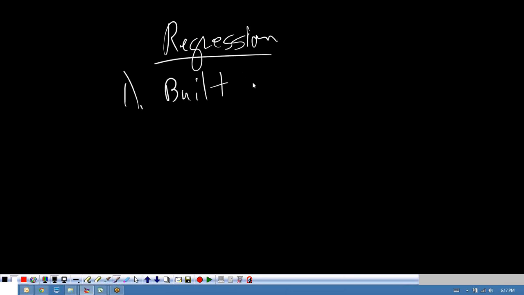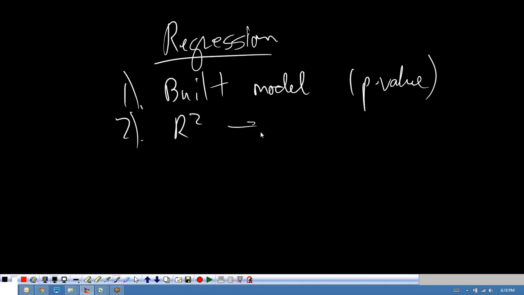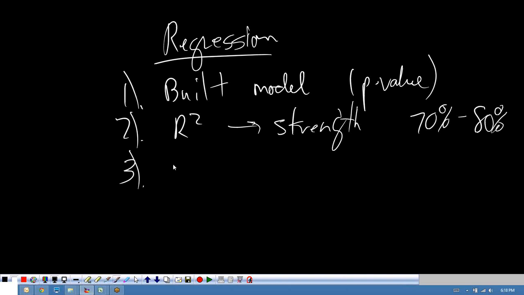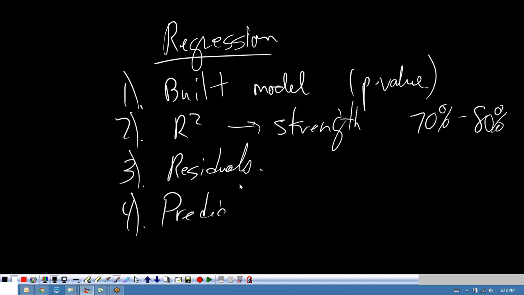What we did was we looked at regression analysis, and in that regression, we did 4 things. One was we built the model, and that was the p-value. Second, we looked at the R-squared, which is the strength of the model. Remember, we're shooting for, say, 70% to 80%. Third, we looked at the residuals, and we're just looking for patterns there. And finally, we made predictions. We used the model. Okay, so those are the steps.